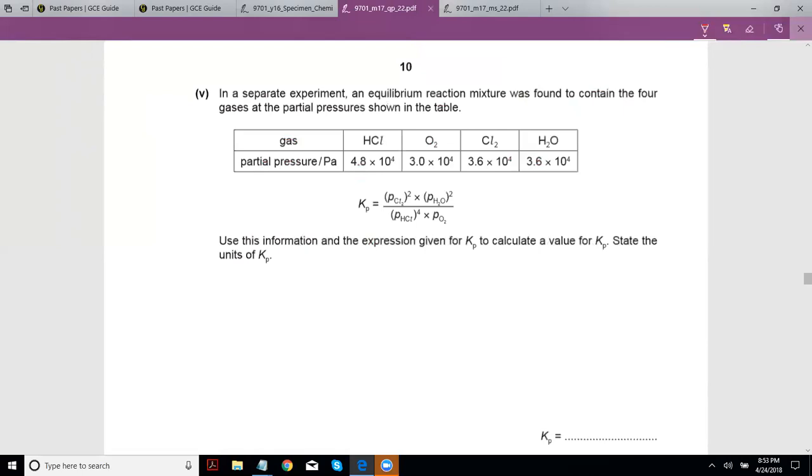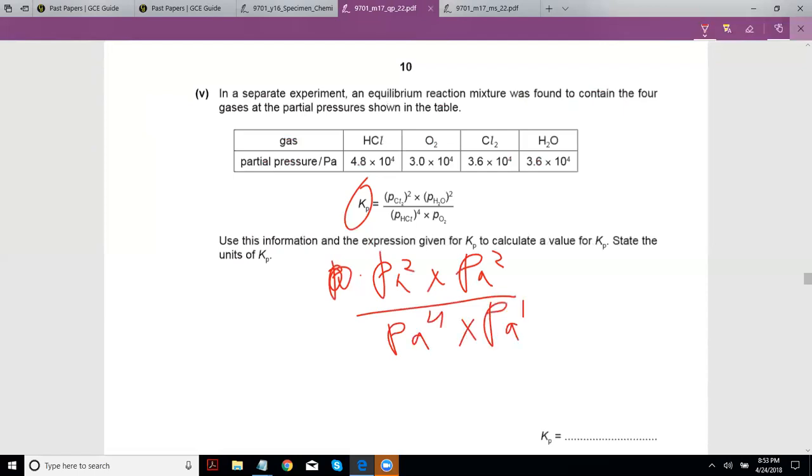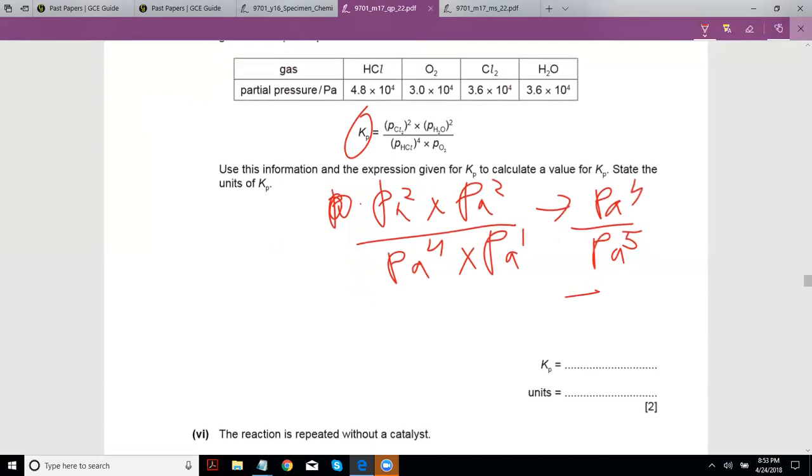Values तो आपको input करके Kp तो मिल जाएगा. Just input all of this. Units, these are pascals, right? Partial pressure is also given in pascals. So ऊपर आपके पास you have pascals squared into pascals squared. नीचे you have pascals power 4 into pascals 1. So you have pascals 4 upon pascals 5. You have pascals minus 1.